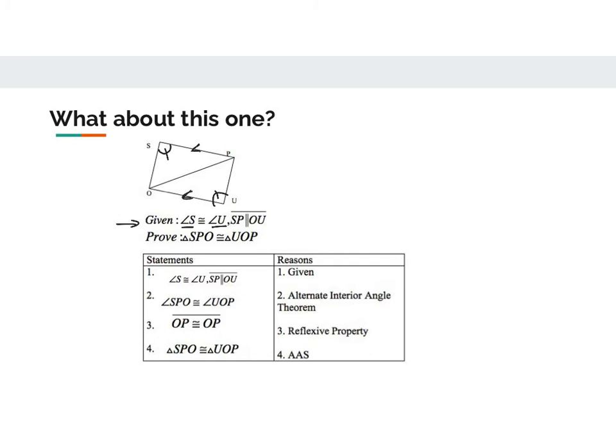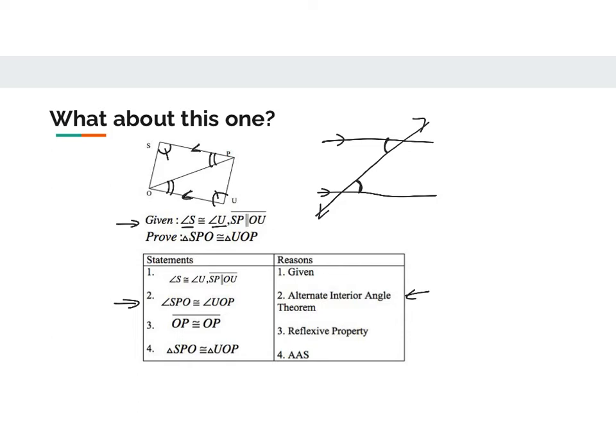If these two are parallel, then I'm going to say SPO is congruent to UOP. Why can I do that? Well, this goes back to Unit 2 stuff. If I've got two parallel lines and a transversal, these two angles are going to be congruent. Those are alternate interior angles. So SPO is congruent to UOP by the alternate interior angle theorem.